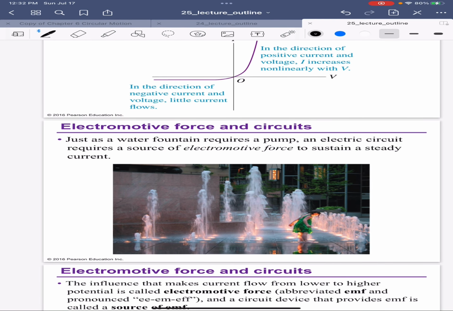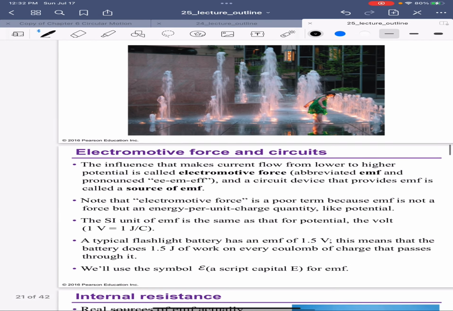Whenever we're thinking of electric circuits, we usually compare electric circuits with water systems. If we have a water fountain, then it needs a pump, and also in an electric circuit we need a pump, which we call the source of electromotive force, so that it will sustain a steady current.